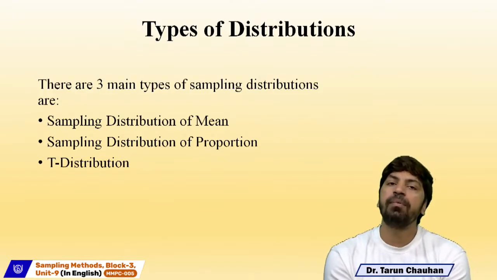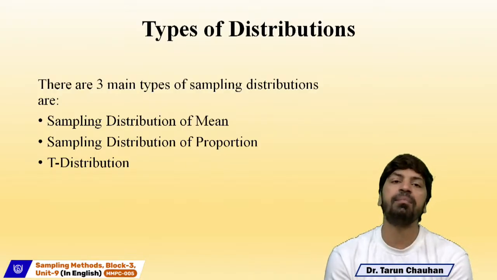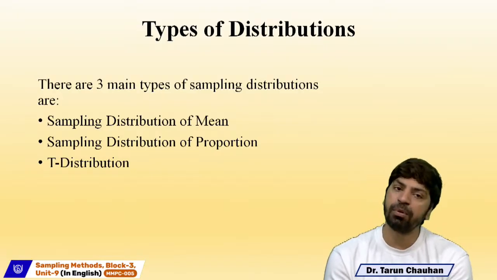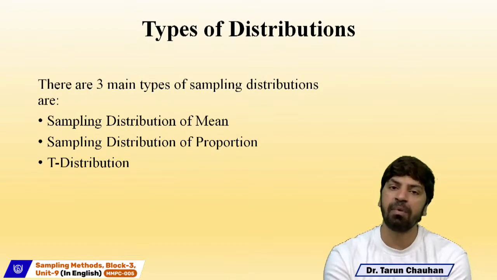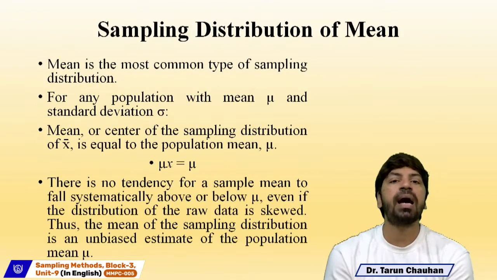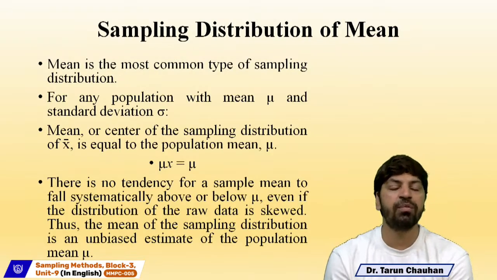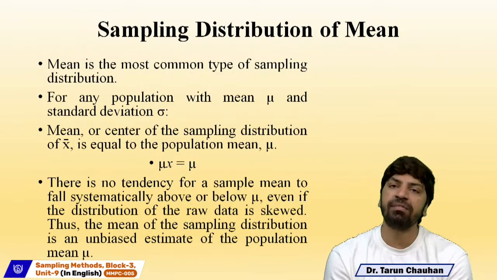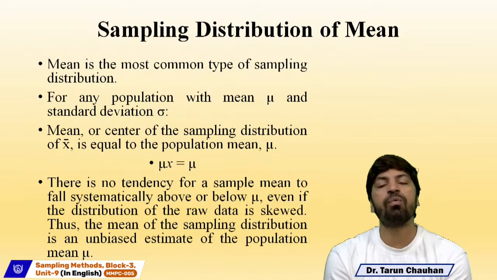Now we can come to the types of distribution, that means sampling distribution. There are three main types: sampling distribution of mean, sampling distribution of proportion, and the t distribution. So let's have an overview of this with the help of an example. The sampling distribution of mean is the most common type of sampling distribution. For any population with a mean and standard deviation, the mean refers to the center of the sampling distribution of mean, which is equal to the population mean.